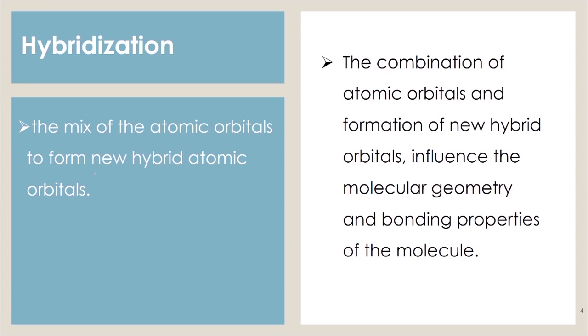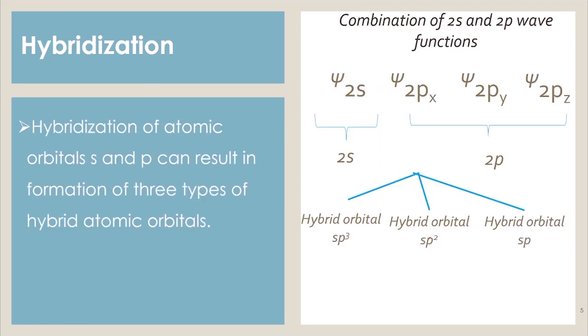So what do we mean by hybridization? Hybridization is a mix of atomic orbitals to form new hybridized atomic orbitals. The combination of atomic orbitals and the formation of new hybridized orbitals influence the molecular geometry and the bonding properties of the molecule. For example, the hybridization of the s and p atomic orbitals results in the formation of either sp3, sp2, or sp hybridized orbitals.